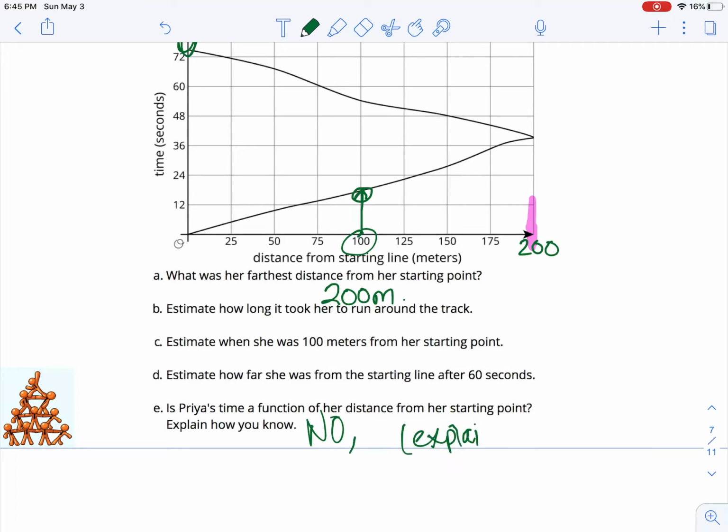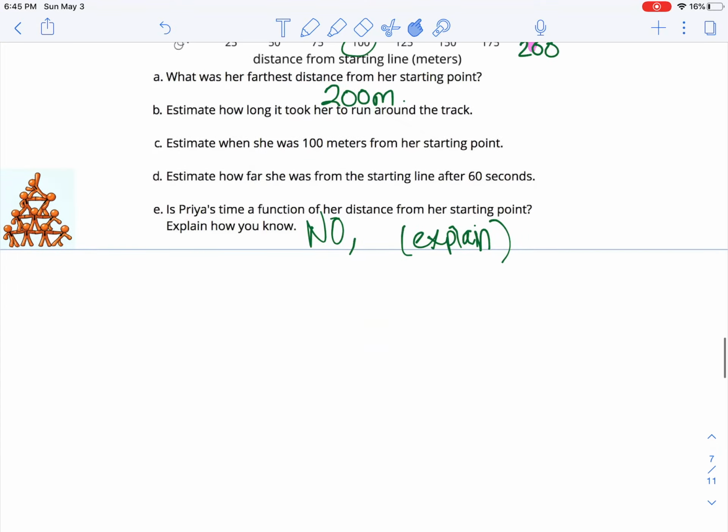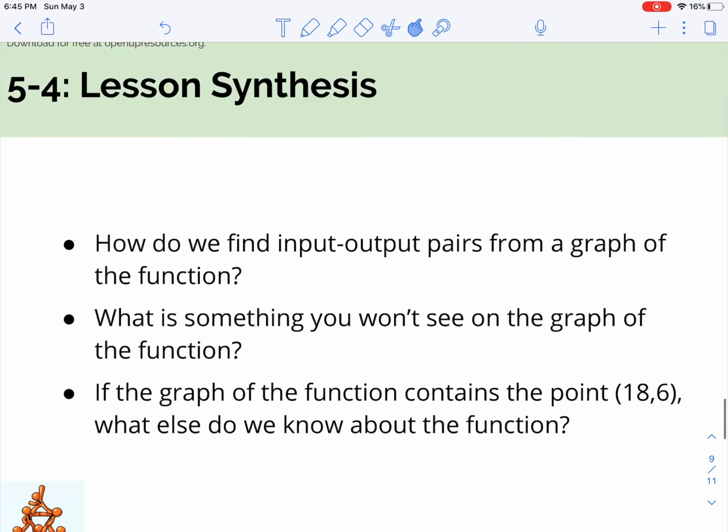So no, because, oh, this pen. My goodness. No, because she had multiple time options for that one distance. And in a function, you can only have one, right? So you can't have more than one.